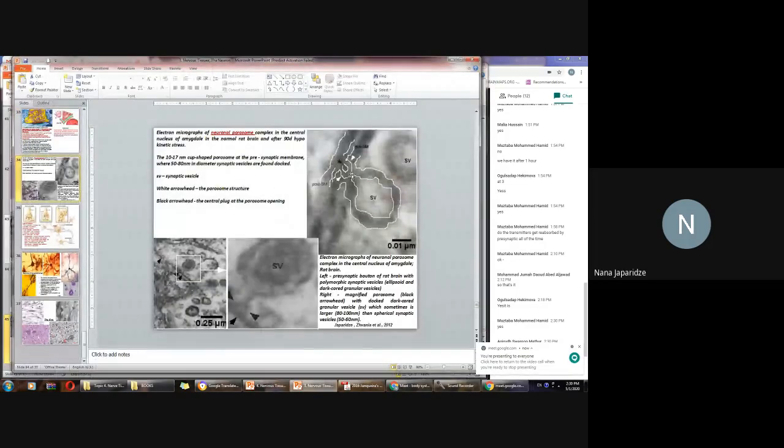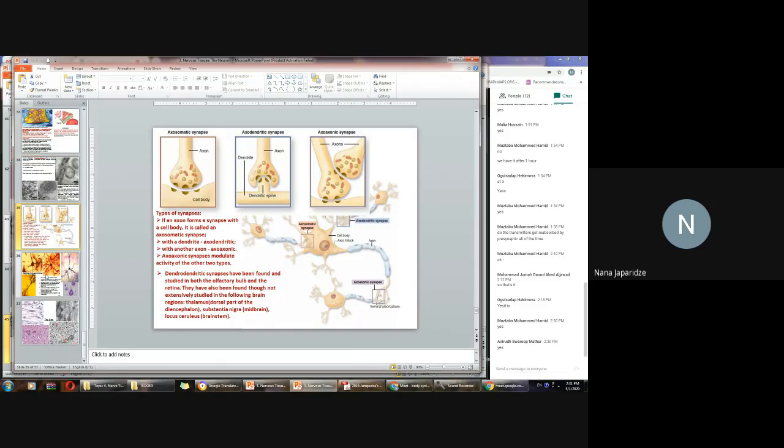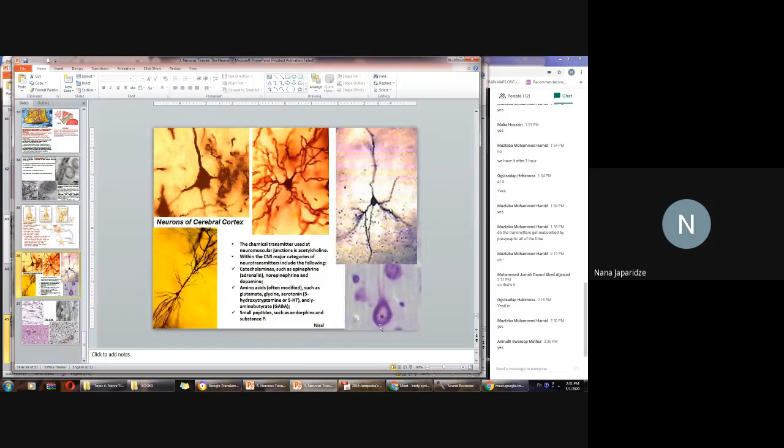Look, this is a TEM image, and you see here a synaptic vesicle and the porosomal complex. This tissue and these samples are received in the lab where I am working too. I'm very proud because this is really very interesting work. And here you can see, look, the different types of neurons, neurons of the cerebellar cortex. About this, we'll have a talk next week.